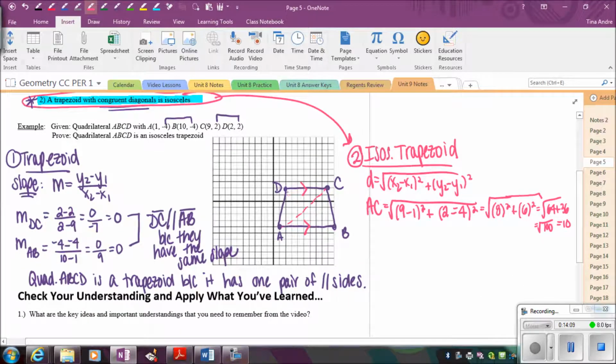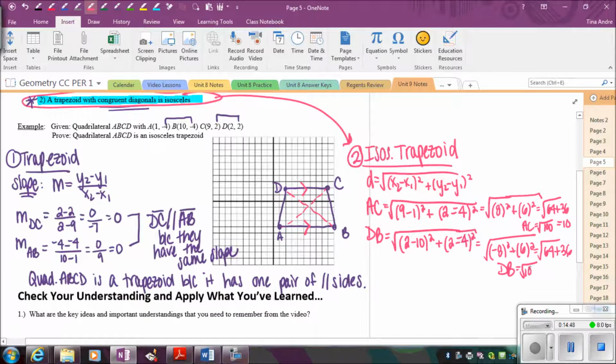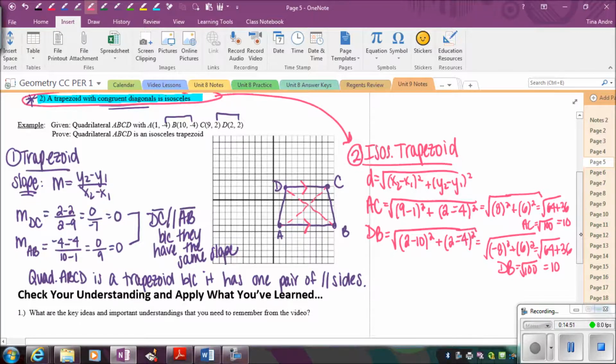I'm going to do the same thing for the other diagonal, and it should be equal. So DB, I'm going to subtract the x's. So 2 minus 10 squared plus 2 minus -4 squared. I'm going to just write AC in front of that so it's not confusing. So I get -8 squared plus 6 squared. So again, this is going to simplify to 64 plus 36. So that means DB will be the square root of 100, which will give me 10. So therefore, the diagonals are the same.